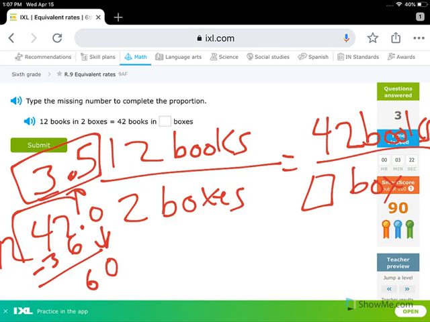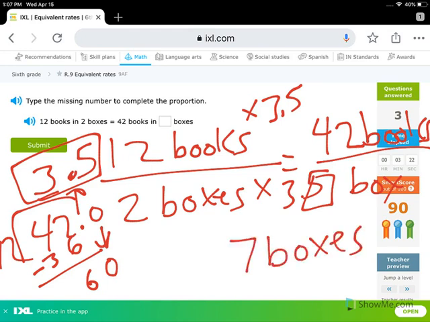So the constant here is 3 and 5/10. So we're going to multiply 12 times 3 and 5/10 to give you 42. Whatever you do to the top, you do to the bottom. So we have 2 times 3 and 5/10, which gives you 7 boxes.